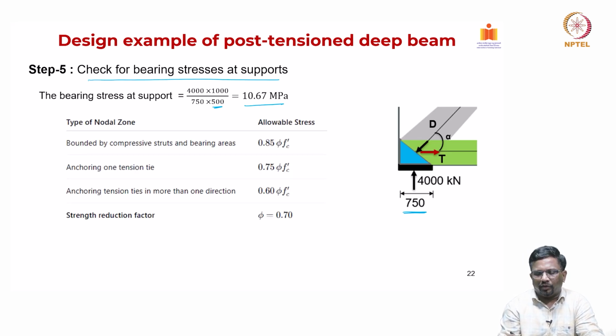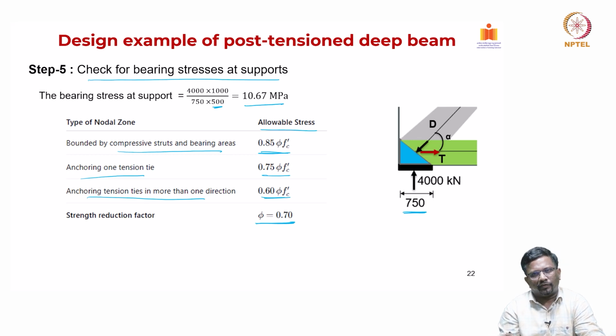And now, for different nodal zones, depending upon what type of nodal zone you have, the code specifies an allowable stress. For example, here the strength reduction factor phi is always taken as 0.7 for bearing calculations. If the nodal zone is bounded by compressive struts and bearing areas, the allowable stress is 0.85 times phi times f'c. If you have anchoring with one tension tie, it is 0.75 times phi times f'c. If you have anchoring tension ties in more than one direction, it is 0.6 times the reduction factor times f'c. In this case, I have tension only on one side, so I have to take this particular scenario.